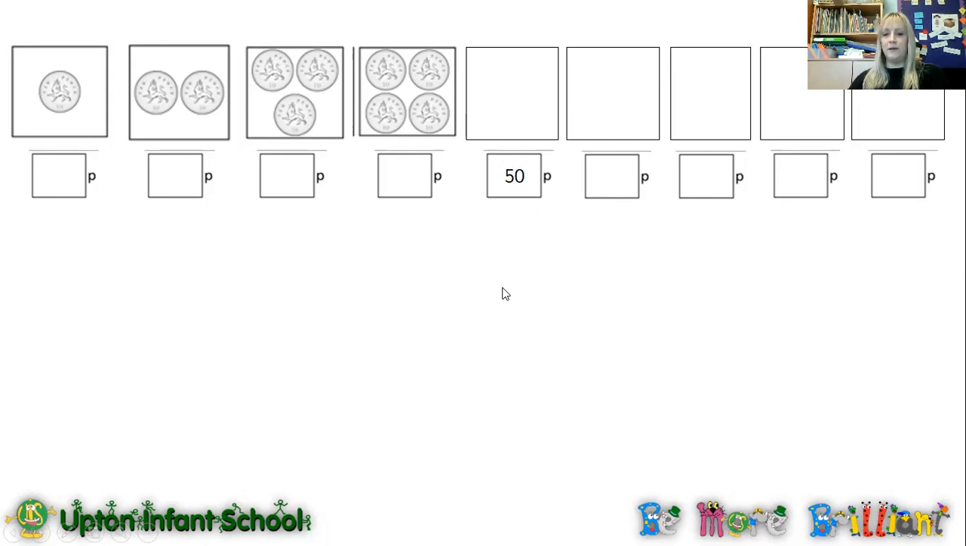Now the best way to do this, like we've been doing all week with our counting, is this time to count in tens. So I can go 10, 20, 30, 40, 50. That's 5. I've counted 5 fingers. So now I know I need to draw 5 coins to show 50p. 5 10p coins to show 50p.